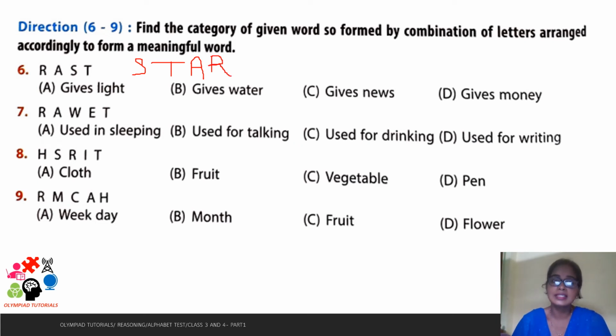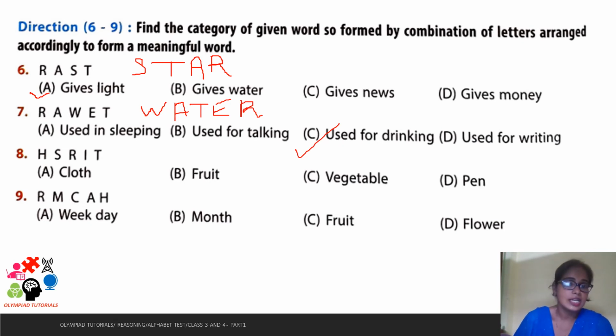The star gives us light. Very good. Option number A, gives light. In the next question, RAWET. Used in sleeping, used in talking, used for drinking, used for writing. So if you just unscramble this word, you are going to get a meaningful word, that is WATER, water. So water is used for which purpose? Yes, children? Yes, very good. Option number C, that is used for drinking.